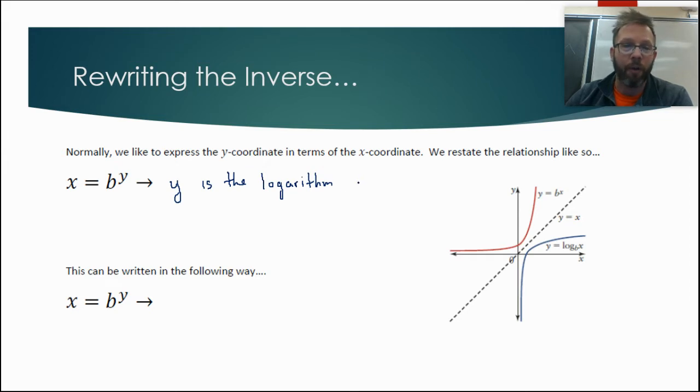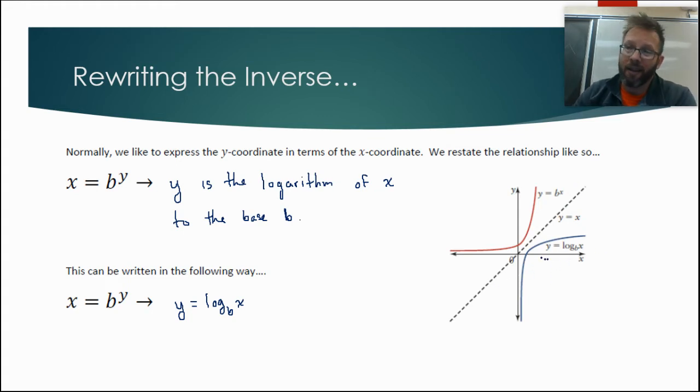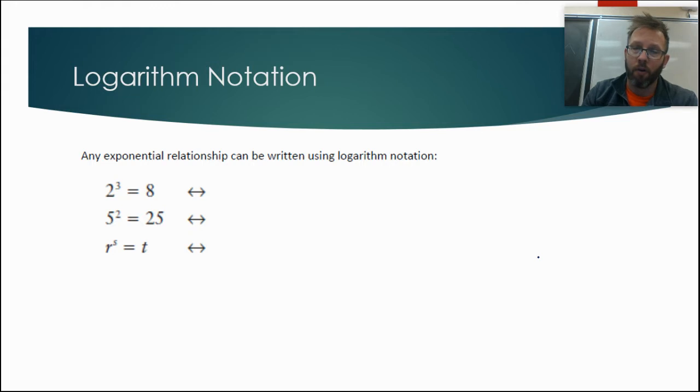y is the logarithm of x to the base b. In math, we write it this way: if x equals b to the power of y, then we say y equals the logarithm base b of x. And as you can see, that's the equation of the inverse. We need to get comfortable with logarithms and get used to this new idea of rewriting an exponential expression in terms of logarithms. Let's continue.